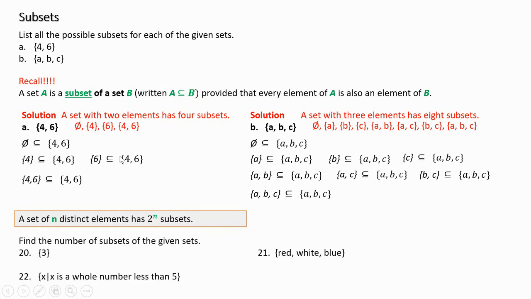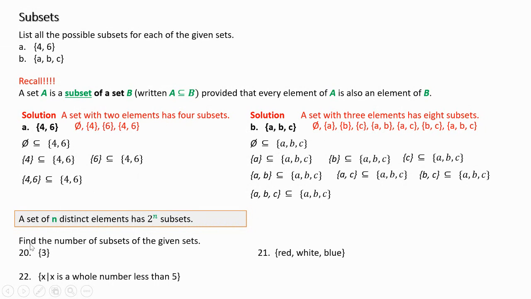But for example, let's go back to A. Say they weren't asking to list them. How many elements are there? 2, so n is 2. So 2 to the second power gives us 4. You see, there's my 4 subsets. Look at B. We have 3 elements, so my n is 3. So 2 to the third power gives us 8.